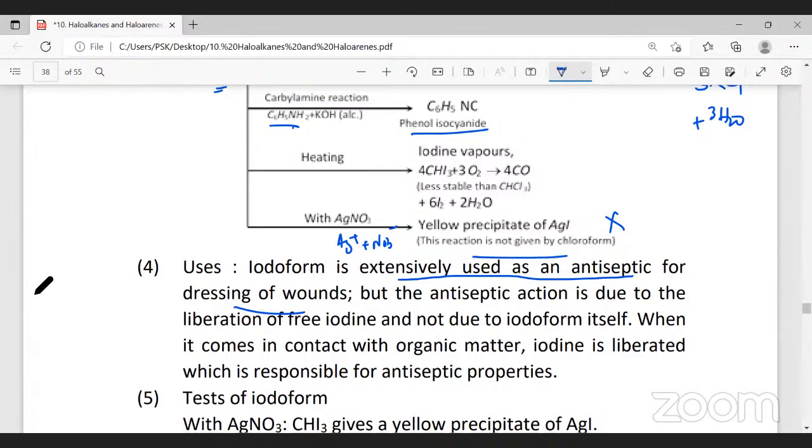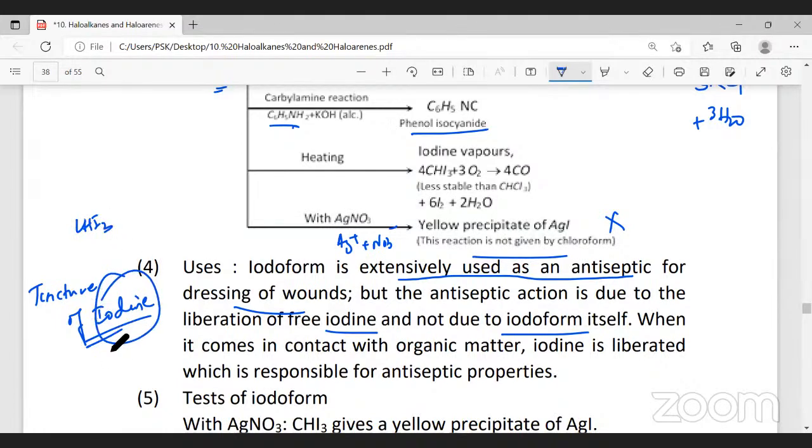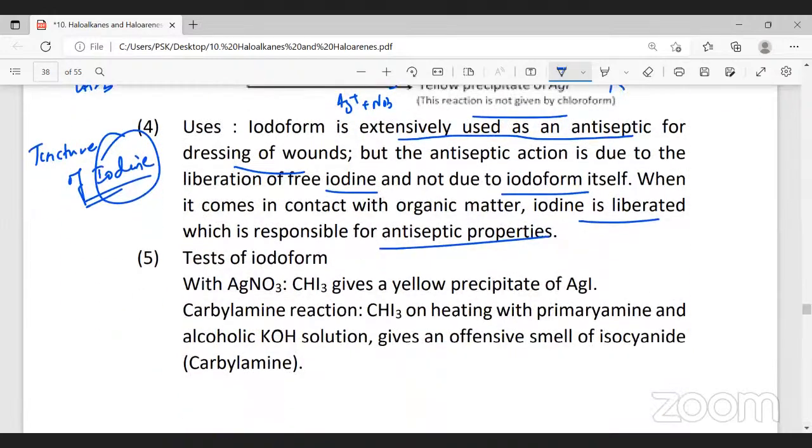You would have heard something called tincture of iodine. This is nothing but tincture of iodine. It is used as an antiseptic, but the antiseptic action is due to the liberation of free iodine and not due to iodoform itself. So it behaves like an antiseptic not because of iodoform, but because of the liberation of iodine. That's why it's called tincture of iodine. When it comes into contact with organic matter, iodine is liberated, which is responsible for the antiseptic properties.